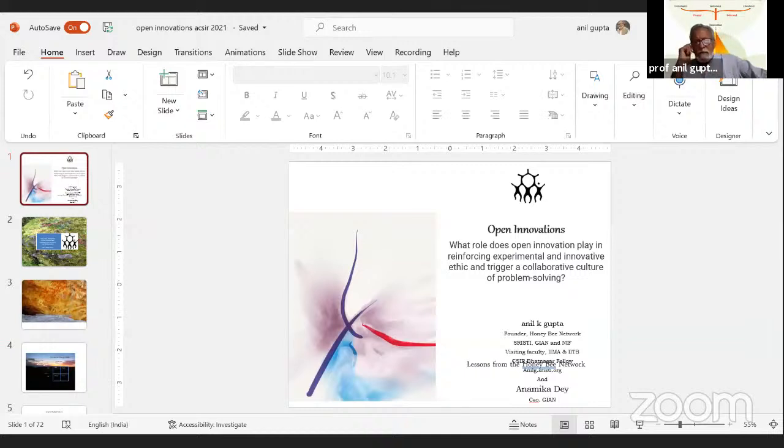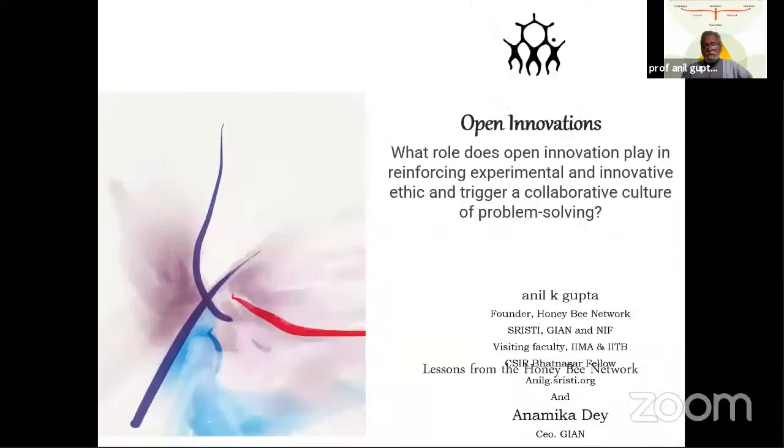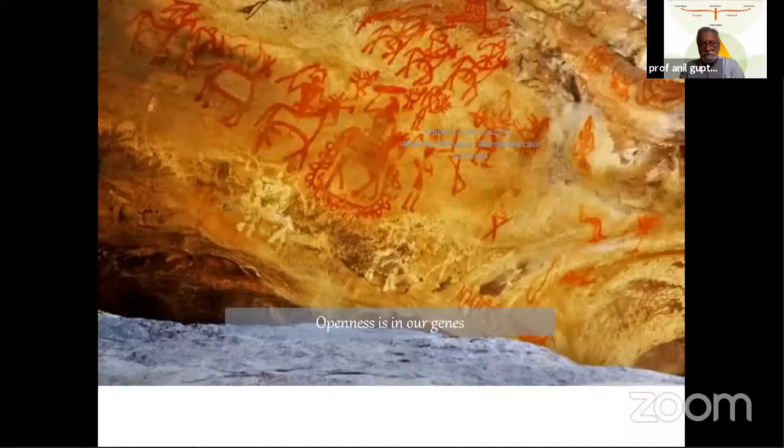go to the question that we are going to ask today. How does open innovation play a role in reinforcing experimental and innovative ethic and a collaborative culture for problem solving? This is what we are going to study, and we will try and see whether we can generate some lessons from this. Now, I don't know if I've shown you this. Did I show you this diagram earlier? No? All right. So this is the painting made 25,000 years ago.